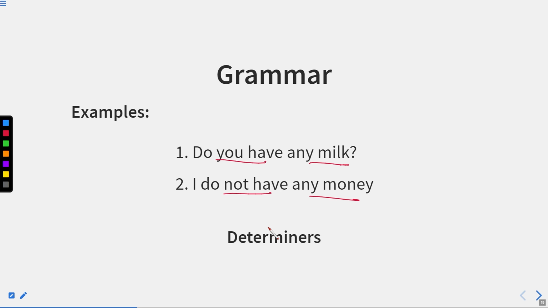So, I'm just saying any money. It means I do not have any. It means I do not have any or a single piece of coin as well. So, here we have not described the amount of that particular money. Now, let us move to the next one.